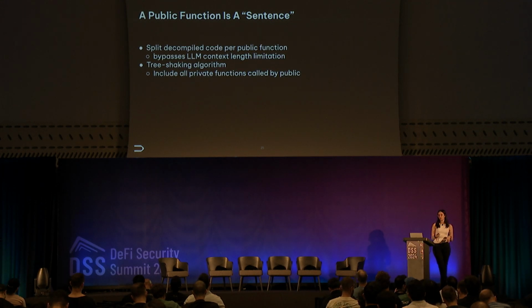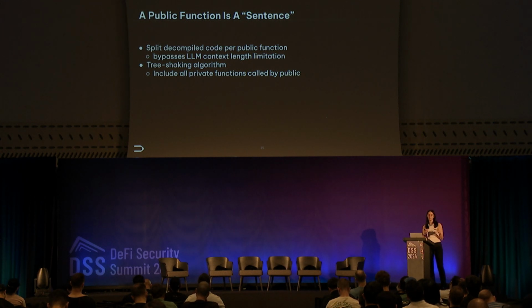Another revelation we had is that a public function of a smart contract can be considered a sentence of the contract. So it encapsulates a part of the functionality of a smart contract. You can use that as your building block to do similarity. And if you combine that with a tree-shaking algorithm, which just means including underneath all of the private function calls, the function definitions of the private function calls of the public function, you have all of the information that's encoded in that function.